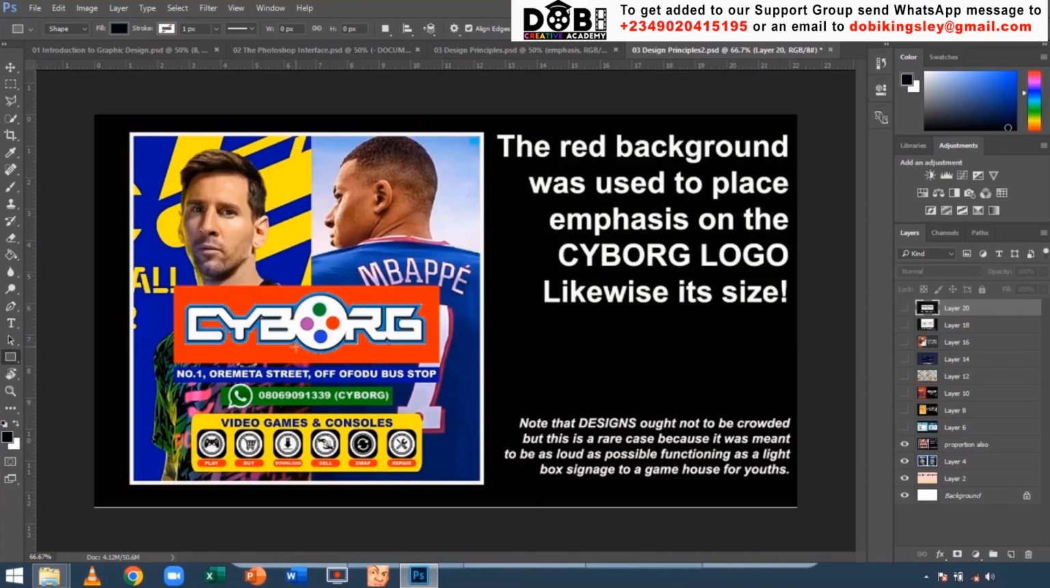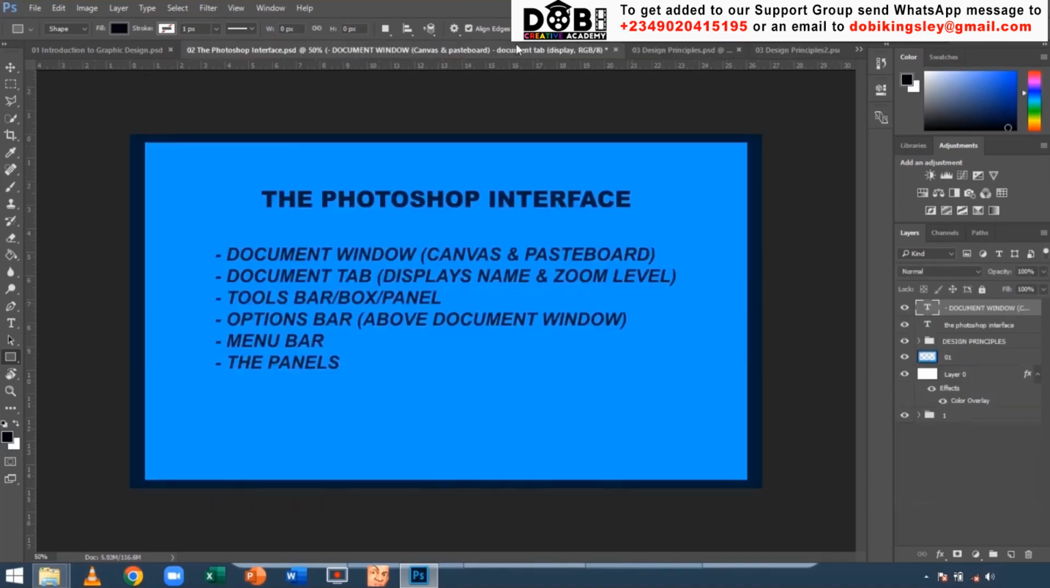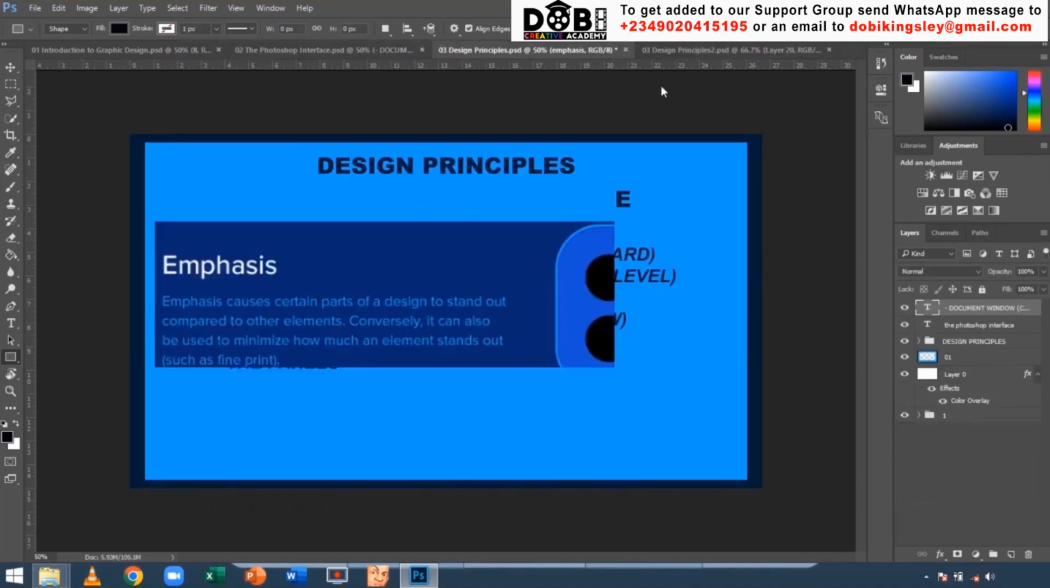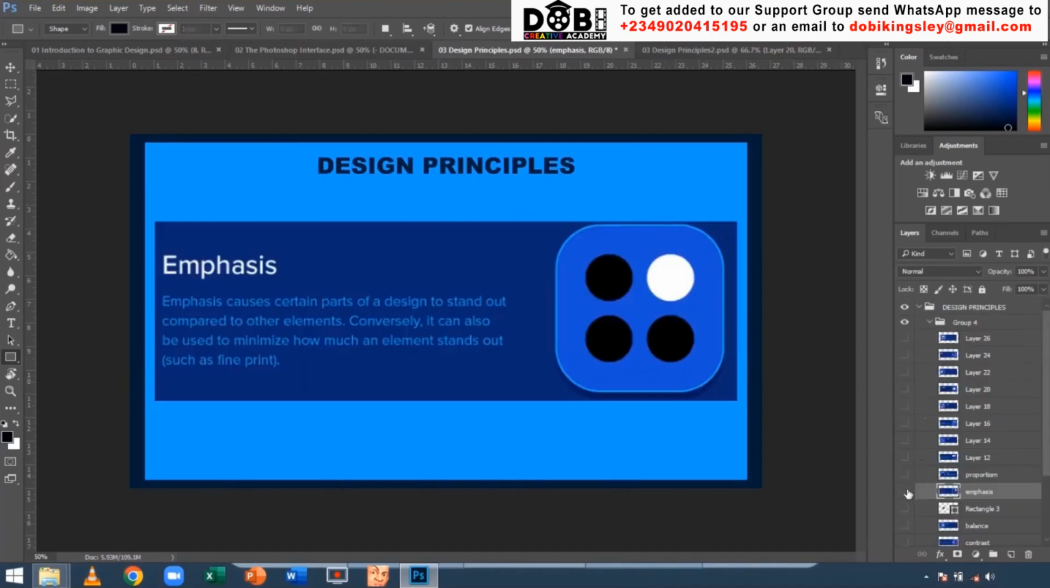This is just a rare case because this was printed and used for a game house where fun-loving, football-loving youths come to play games. So this had to catch their attention. A very large light box was used. This was printed and put into that light box. It was very colorful, so they're drawn to it. All right, let's move on to the next design principle.